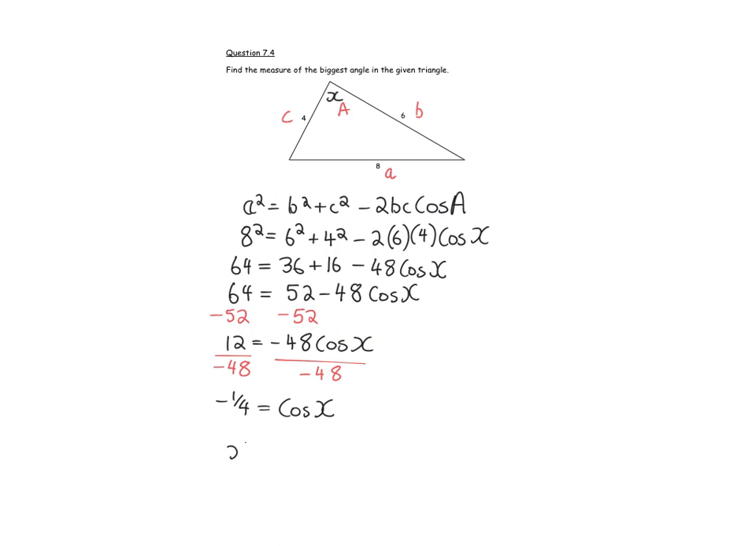Then to get x by itself, it's the cos inverse of minus a quarter, which when you type into your calculator, you get the answer of 104.4775. In this question, it doesn't tell us if we have to correct it to the nearest whole number or not, but I am, so this would be x equal to 104 degrees.